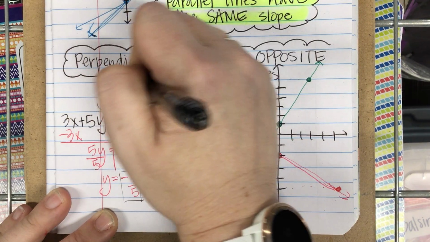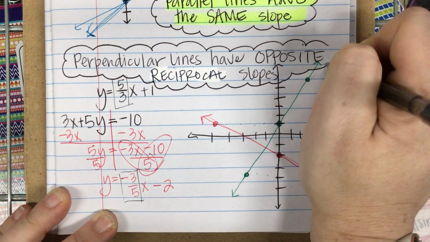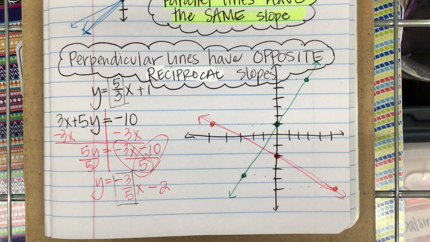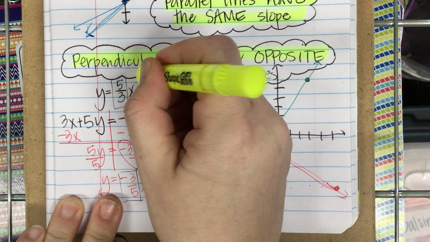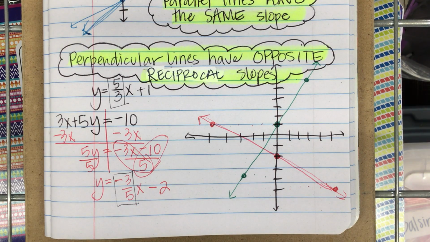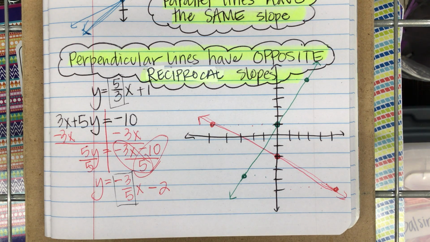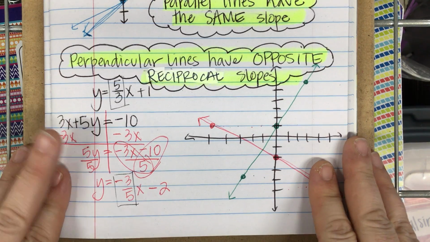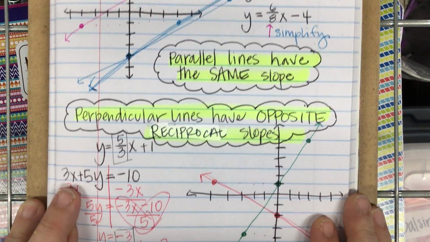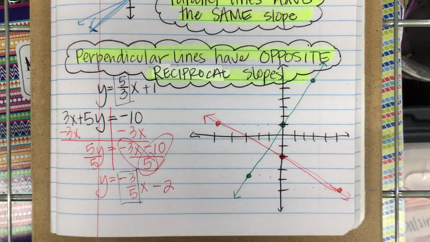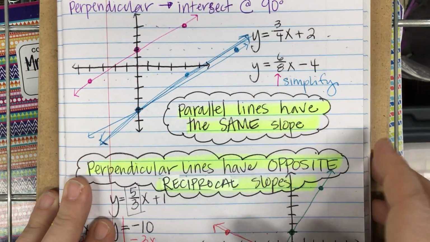Perpendicular lines have opposite reciprocal slopes. One's positive, one's negative. I want to do a few examples on page 56 really quickly to show you what homework's going to look like.